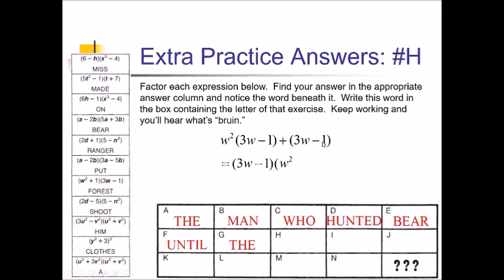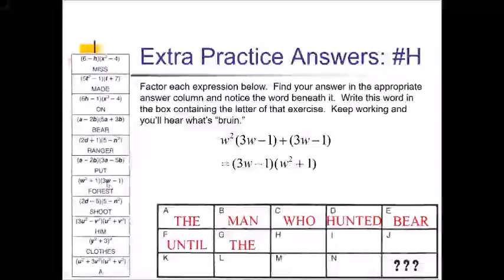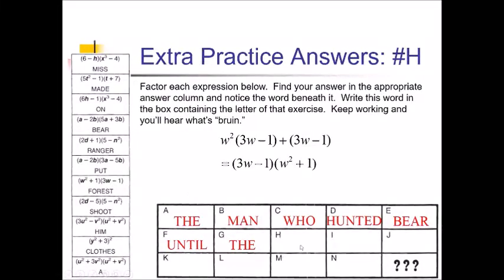So this is where you have to realize that there's an invisible 1 out there if you don't see anything else. So that'll be a plus 1 to go with our w squared. So we have w squared plus 1 and a 3w minus 1. That's going to be right here, forest. That goes under H.